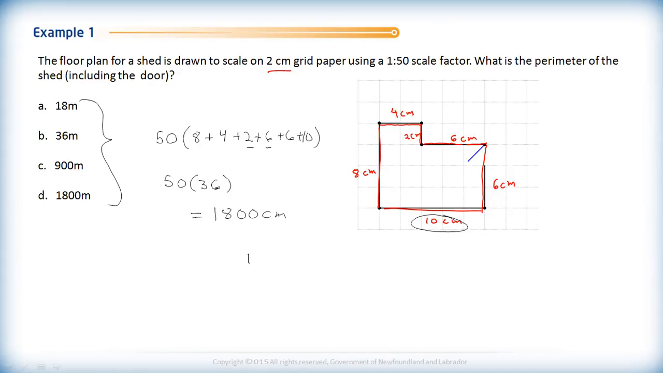So I divide 1800 centimeters, or multiply, let's use unit analysis, we've been using that all along, by 1 meter per 100 centimeters. So the centimeters cancel out. 1800 divided by 100 is 18 meters for the perimeter of the shed. Okay, there we go. Good stuff.